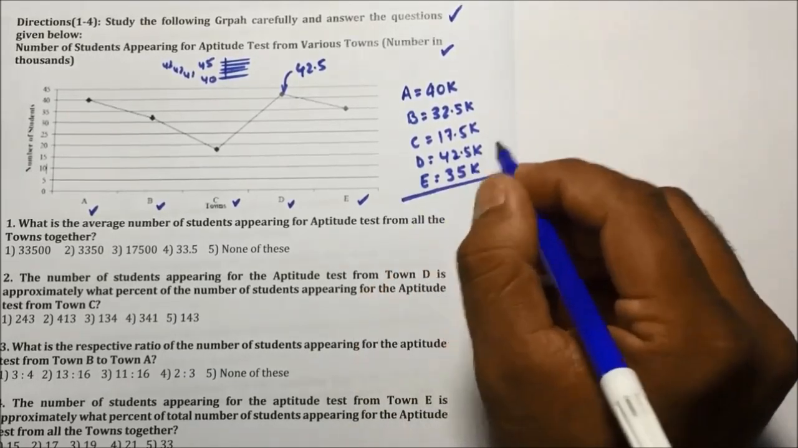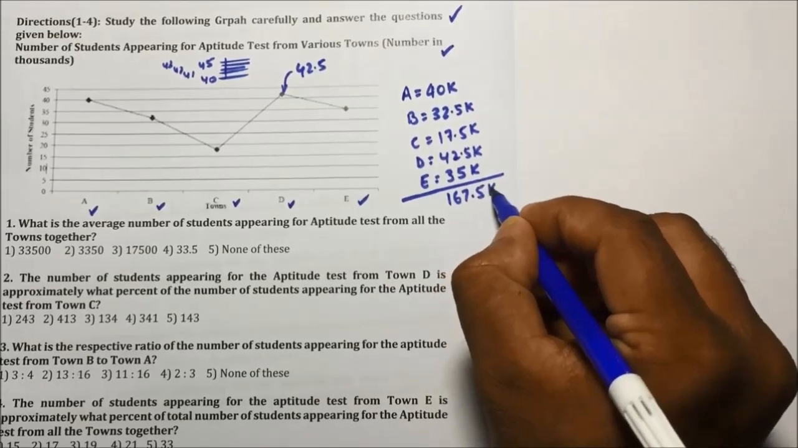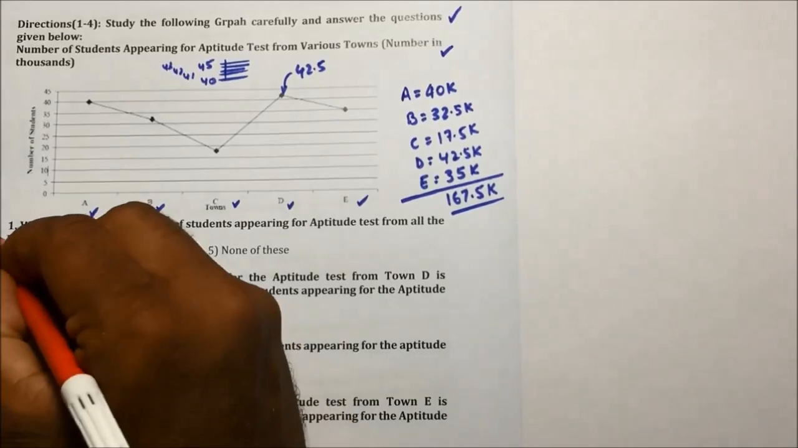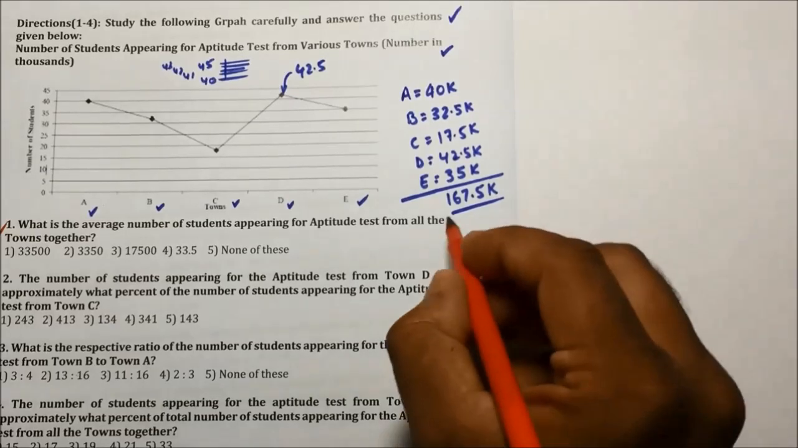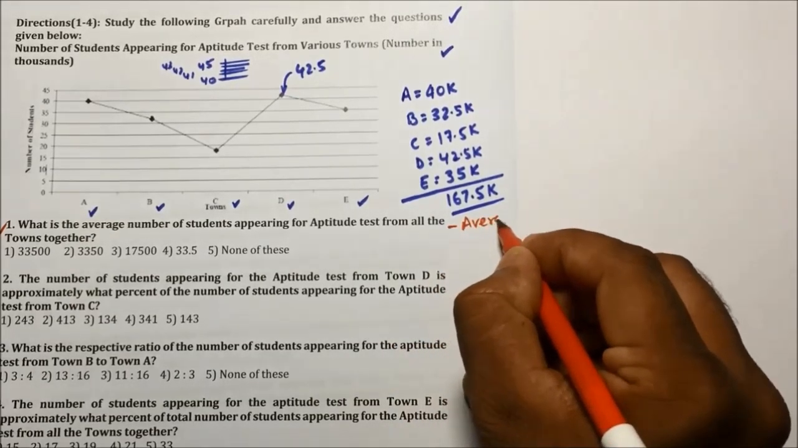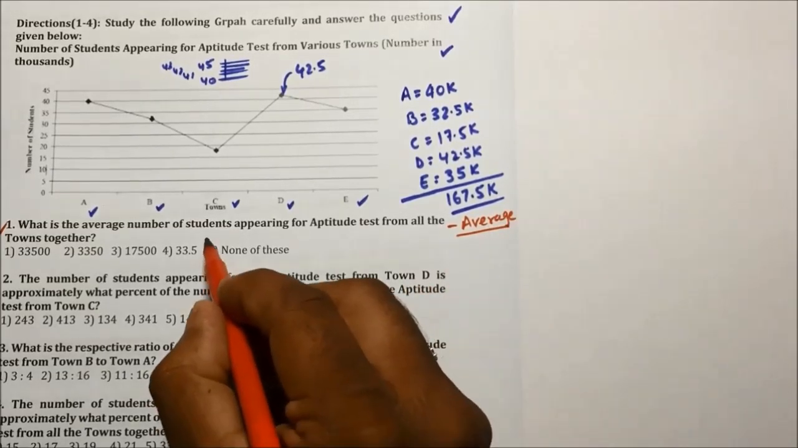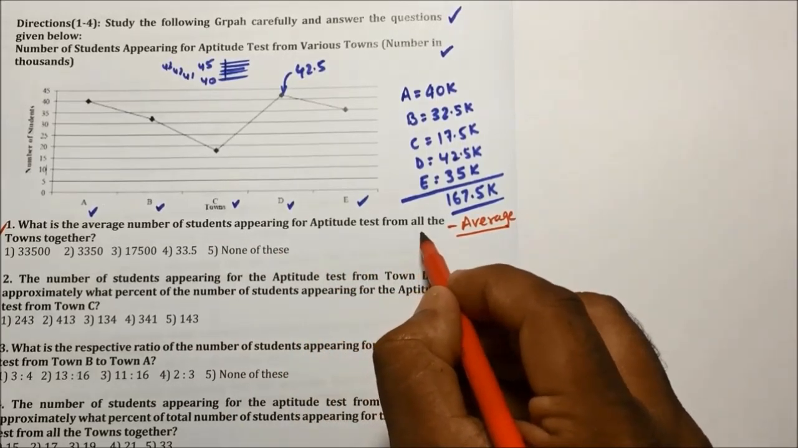So this is the data we have collected, and if you add this, you will get 167.5k students appearing from town A, town B, town C, town D and town E. Now let's see question number 1. Question number 1 is: what is the average number of students appearing for the aptitude test from all towns together? Basically this is a question from average, and you have to calculate the average number of students appearing for the aptitude test from all the towns together.